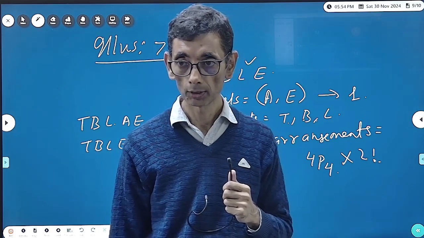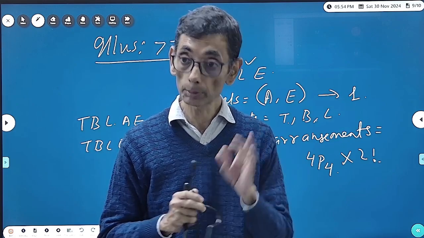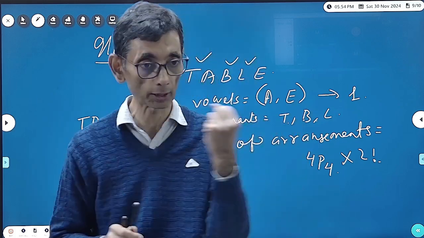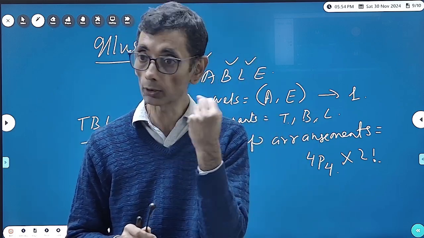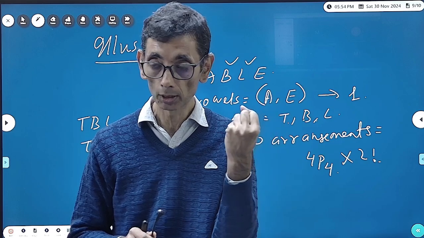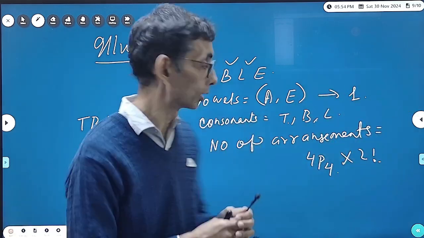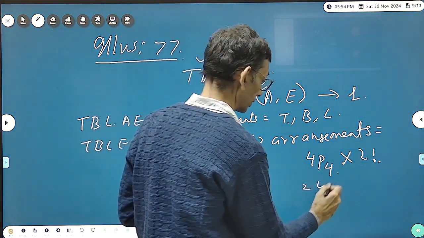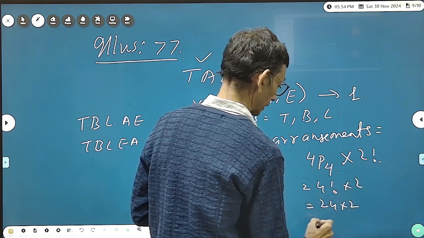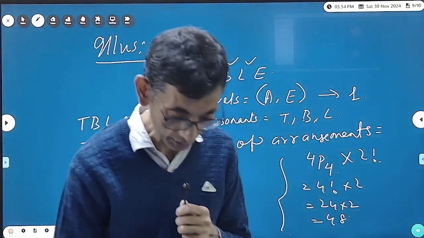First of all, combining them is not a problem, right? But the vowels are kept together, yet it cannot be only A first. With the help of A you will get some arrangements, and with the help of E also you will get some arrangements. So you have to consider all arrangements together. So 4 factorial into 2. 4 factorial is 24, into 2, altogether you will get 48 arrangements.